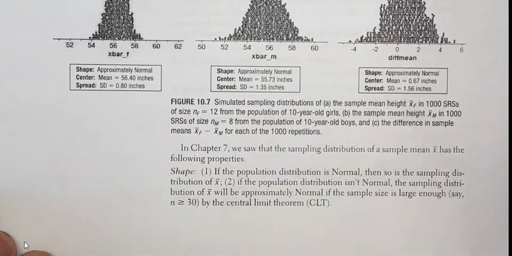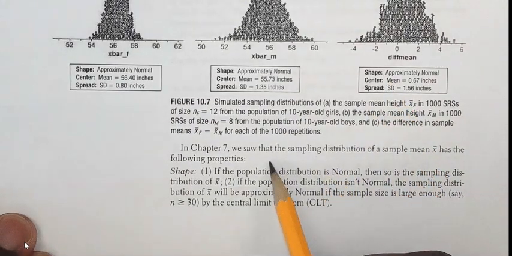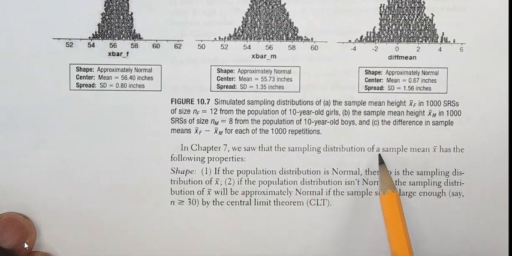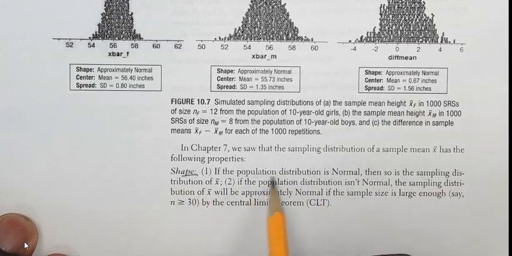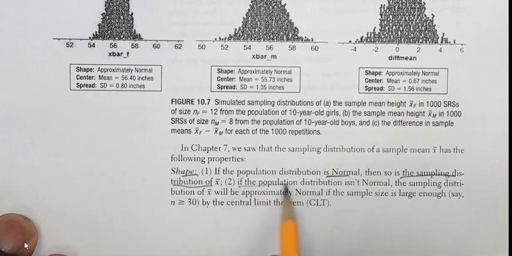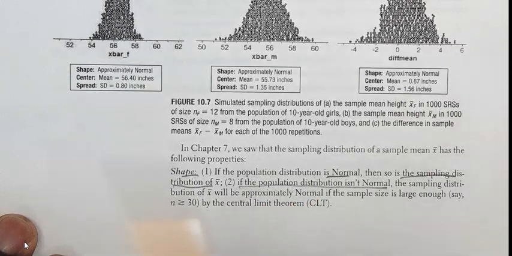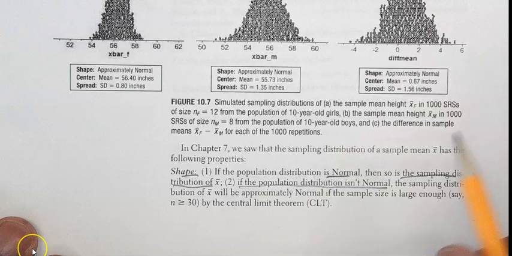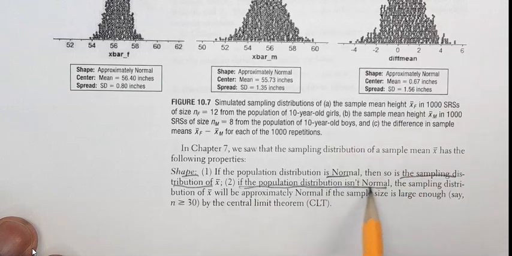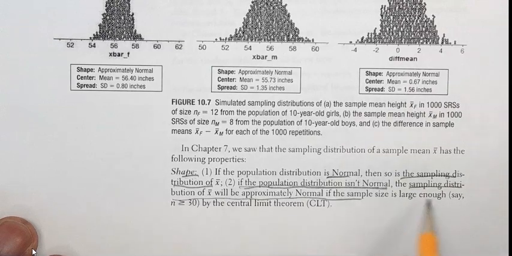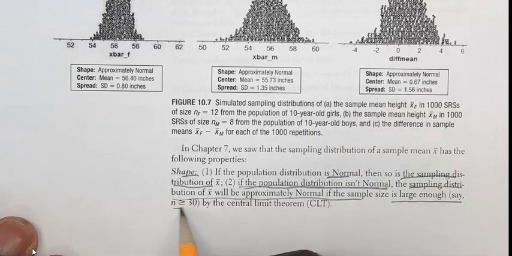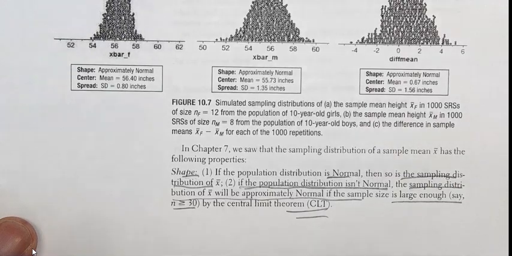What we learned in chapter 7 was that sampling distributions of sample means have the following characteristics. Shape: if the population is normal, then the sampling distribution of X bar will also be normal. And the second thing you noticed was if the population isn't normal, the sampling distribution of X bar is approximately normal only if n is large enough, say n is greater than or equal to 30. And that's according to the central limit theorem. So that's what we already know.